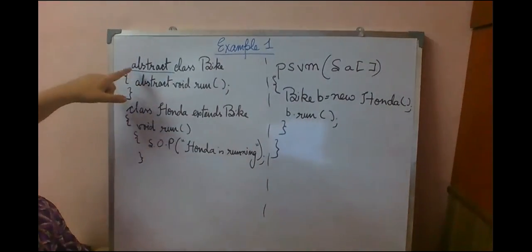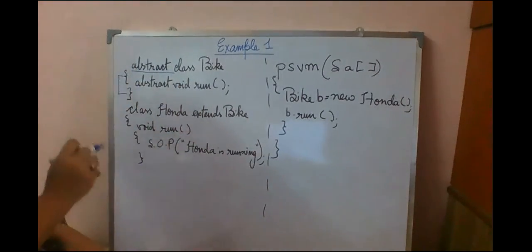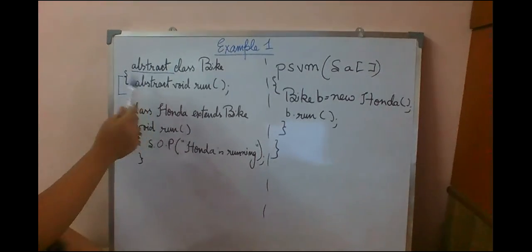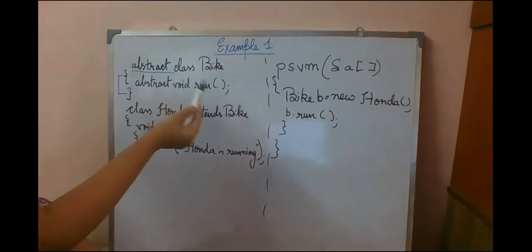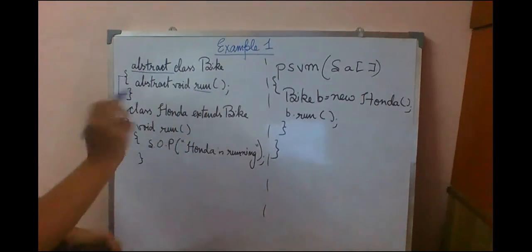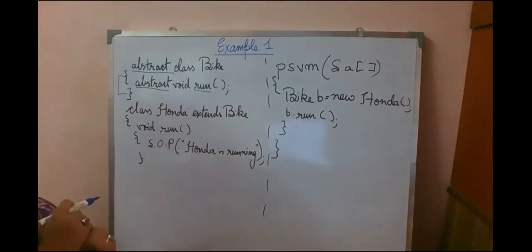I have put the abstract keyword here. Next, this is the scope of the abstract class. The abstract class opens here and ends here. What is the abstract class holding? The abstract class is holding a method run, which has a return type void. That means it is not going to return anything, and it is preceded by this keyword abstract. So that means this is also an abstract method.